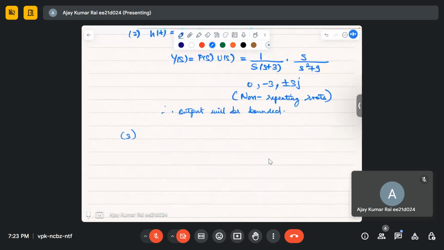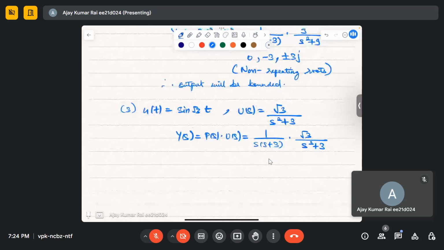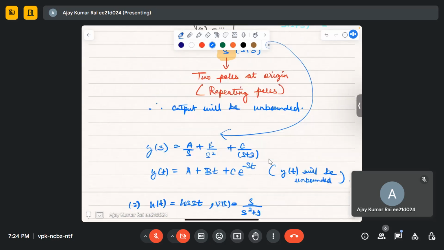Sine root 3t. Let's check for this. If you find U(s), what you'll get is root 3 over s squared plus 3, because root 3 squared is 3. Let's do the same process: P(s) into U(s). P(s) is s into s plus 3, again into root 3 over s squared plus 3. If you see the denominator, the roots are 0, minus 3, plus minus root 3 j. Again, non-repeating roots. Same, so the output will be bounded. So only for 1 it is unbounded, because of the s squared.